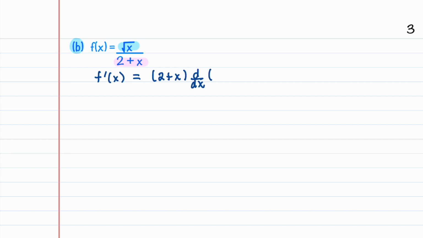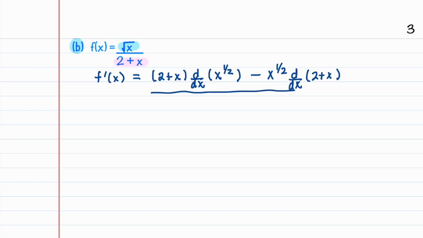And I'm going to write the square root of x as x to the 1/2 because it's going to make it easier to take the derivative if we write it that way. And then we subtract off the top term, x to the 1/2, times the derivative of the bottom term, which is 2 plus x, all divided by the bottom term squared.